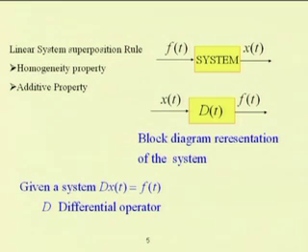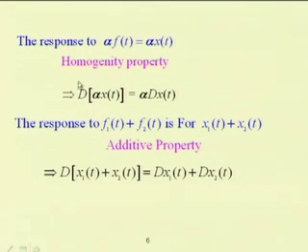If it is not satisfying these two properties, the superposition rule, then we can say the system is nonlinear, and we have seen one example also. The homogeneity property requires D of alpha x(t) to be equal to alpha D x(t). For the additive property, when applying a force of f1(t) plus f2(t), its output should be x1(t) plus x2(t), or in terms of the differential equation, D of x1(t) plus x2(t) should be equal to D of x1(t) plus D of x2(t).